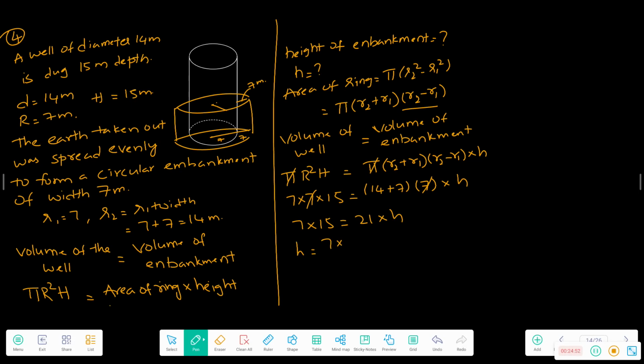Here h is equal to 7 into 15 by 21. 7 ones are 7, 3 ones are 3, 3 fives are 5. So h is equal to 5 meter. So the height of the embankment is equal to 5 meter. Right, children? Therefore the height of the embankment is 5 meter.